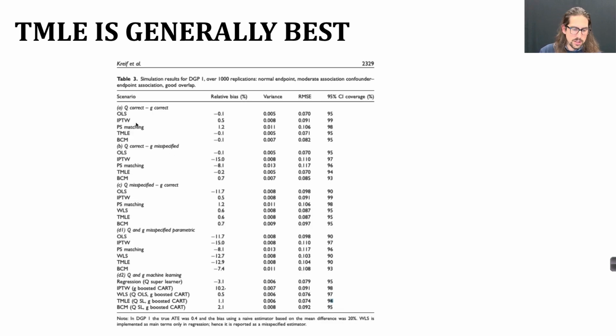This is another simulation study where TMLE, if you look in here, has very good coverage and some of the lowest mean squared error across these different settings. So here, when they say Q correct, G correct, this is whether you are correctly specifying either model or not. And then here's with machine learning, TMLE. You can see this is the lowest error out of all of these.